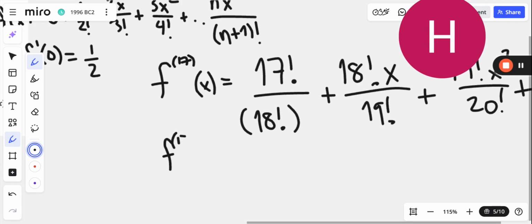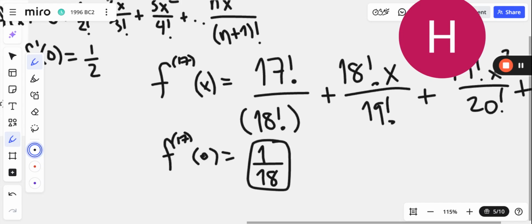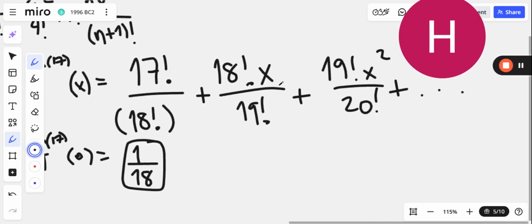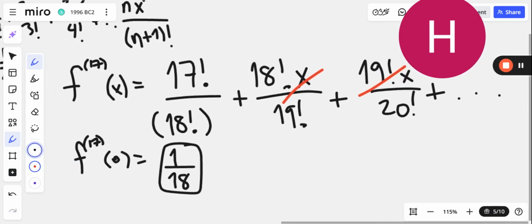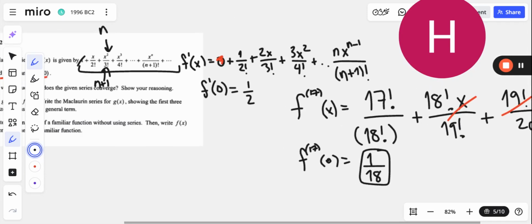So when we plug in 0, we'll just get 17 factorial over 18 factorial. We have no business trying to calculate what those are individually. This is just going to be 1 over 18, because everything cancels on top and bottom except for an extra factor of 18 on the bottom. And then every other term would just go to 0. Okay, so that's our two answers.